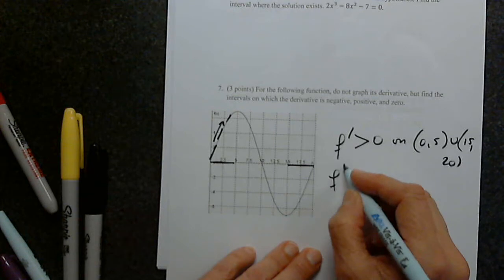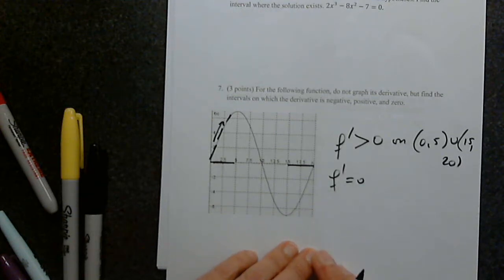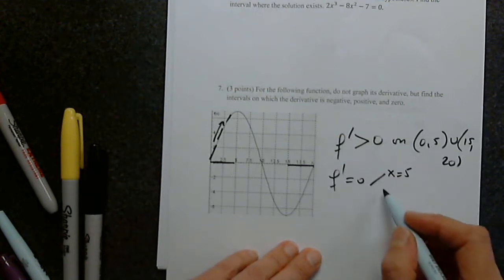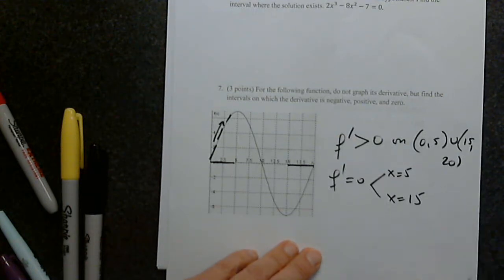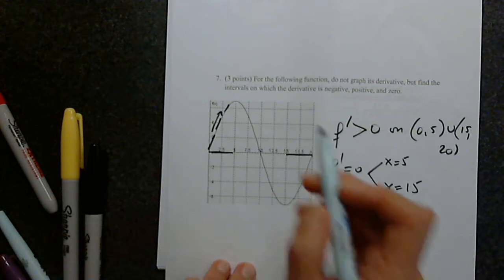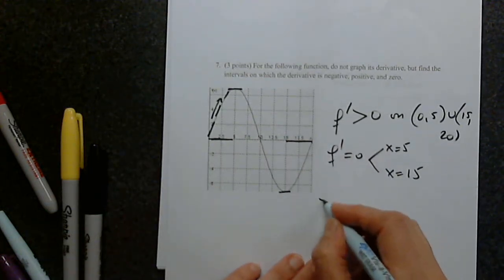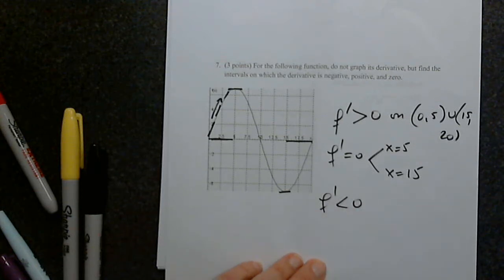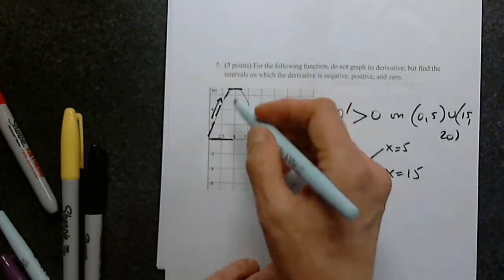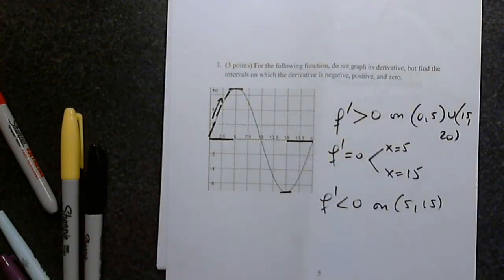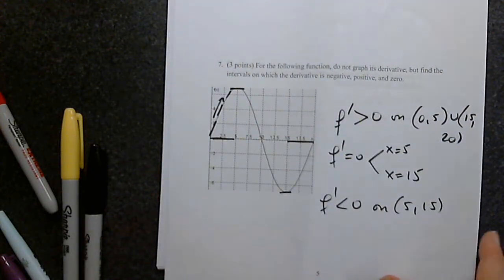Where is f prime 0? The peaks. Exactly, that's x equals 5, and also at x equals 15, right here. And where is the first derivative less than 0? 5 to 15. Very good, that's it. Any questions?